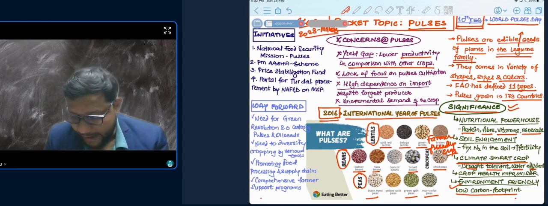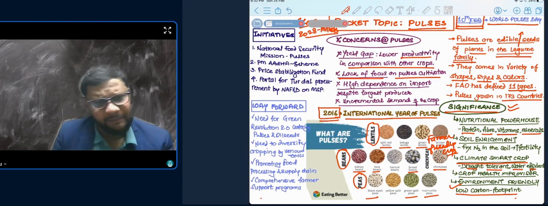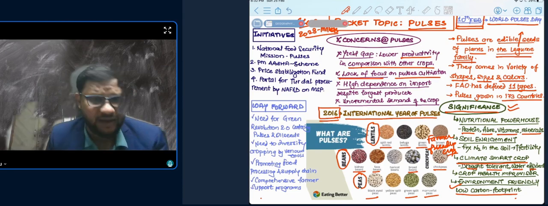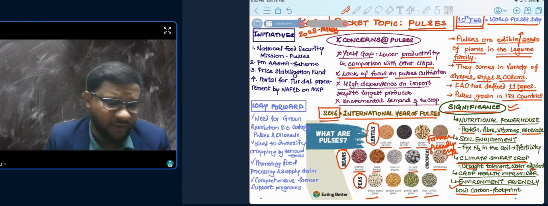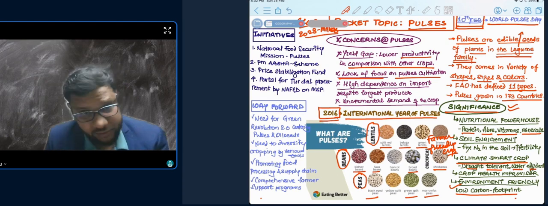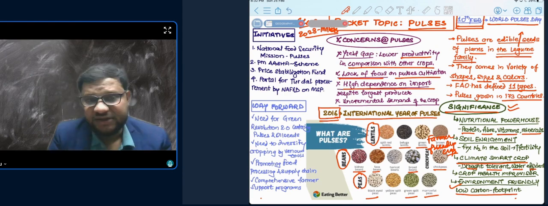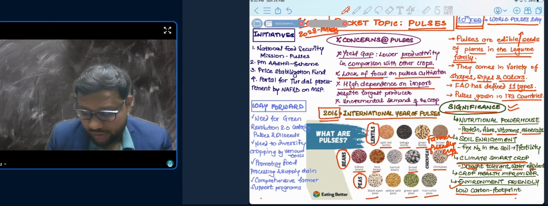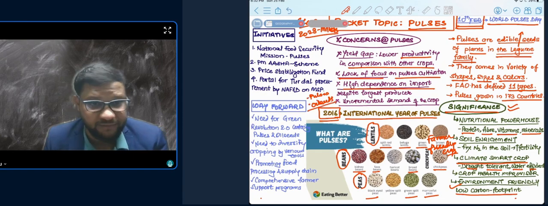Then lack of focus on pulses cultivation, again because productivity is comparatively lesser, so it requires a large area. Our farmers are mainly small and marginal farm holders. So in that case the focus is not equivalent, and accordingly there is high dependence on import. India being an agriculture economy, we import two basic things: one is pulses, and the other is oil seeds. You will find these two very critical from the Indian agriculture perspective, and even for a policy maker as well.